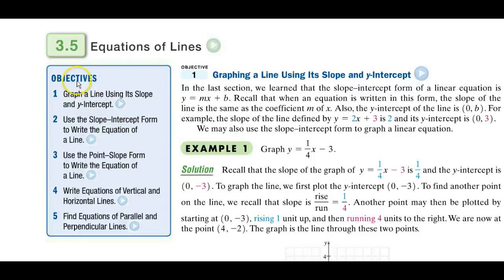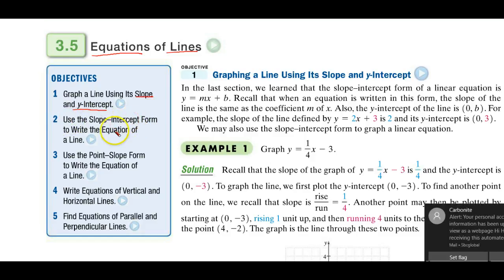Going on to topic 5 now of chapter 3. This is the last section we're going to do in chapter 3. And what it deals with is equations of the lines that we've been working with. Our first objective will be to graph a line using its slope and y-intercept. And then use the slope and the intercept form to write an equation of a line.